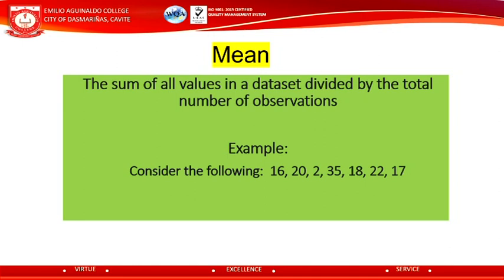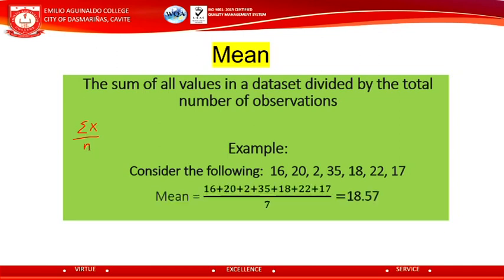This is our n, no? So what will be our formula here? We have the summation of x, these are the values, and then divide it by the total number of observations, n. So we will obtain this value as we add them all together and then divide it by the total number of observations.